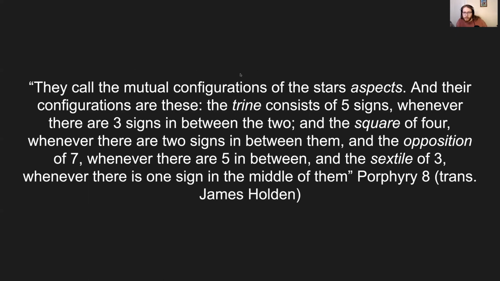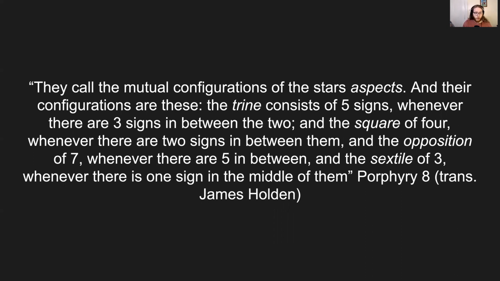So I have a couple of quotes. They're kind of long, but I'm just going to read them. This first one is from Porphyry, translation by James Holden, Porphyry chapter 8. And he says, they call the mutual configurations of the stars aspects, and their configurations are these. The trine consists of 5 signs. And so they count the first sign as 1. So if we start with Aries, we would say 1, Taurus, Gemini, Cancer, Leo. So those signs are trine to each other. Whenever there are 3 signs in between the two, so he kind of explains that.